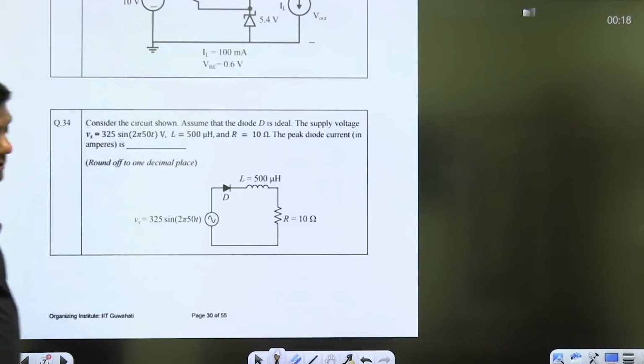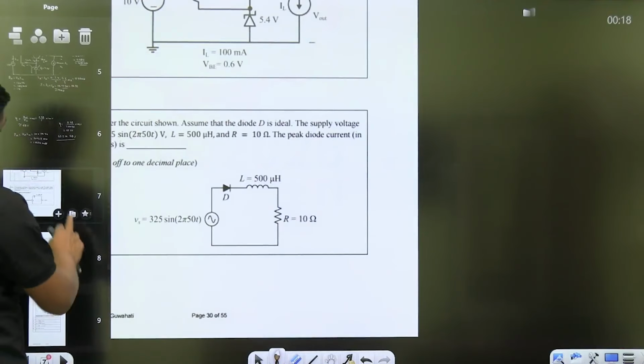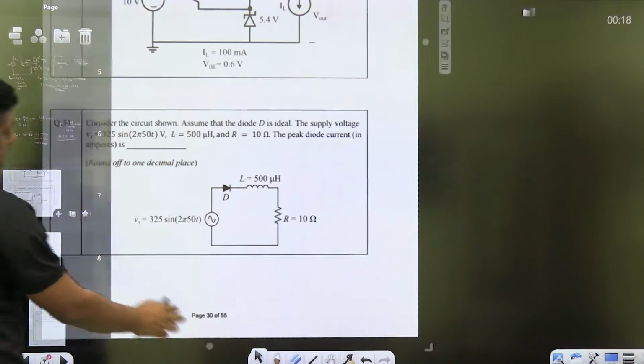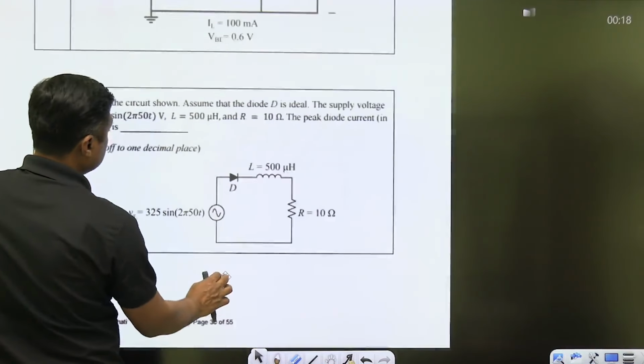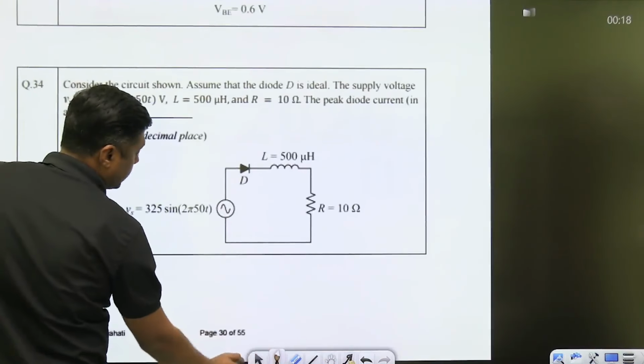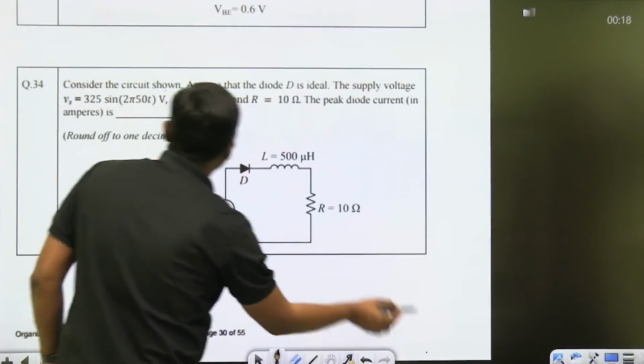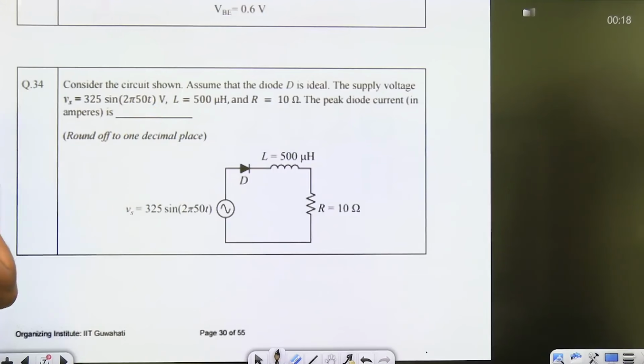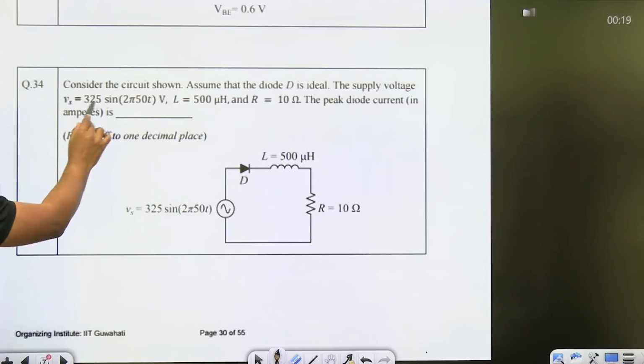Okay, this is question number 34. It may be analog, it may be power electronics. Read the question carefully. Consider the circuit shown. Assume that the diode D is ideal. The supply voltage is 325 sine of 2 pi into 50t. L is given, R is given, the peak diode current rounded off to 1 decimal place.